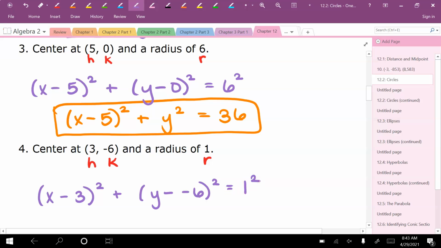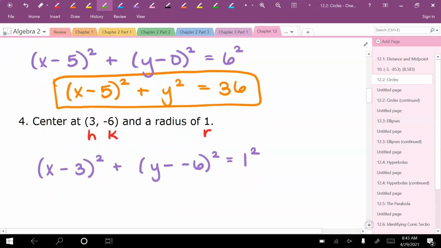Okay, so here's what it looks like when you plug it in. Now with the x minus 3 squared, that's going to stay as is. But with the y, because it says minus -6, we do want to change that. I don't want to see double signs like that, so change it to a plus sign. So it's going to say y plus 6 squared equals 1, because 1 squared is just 1.